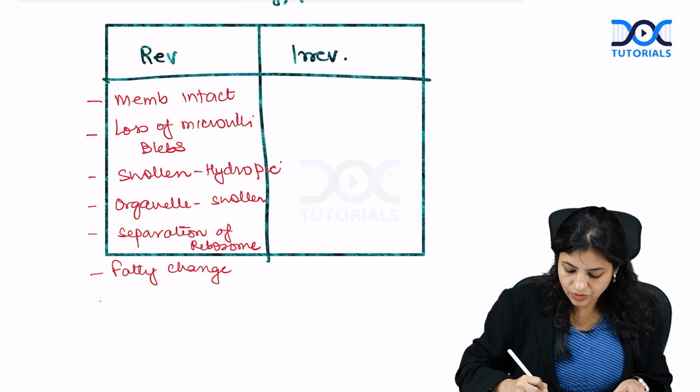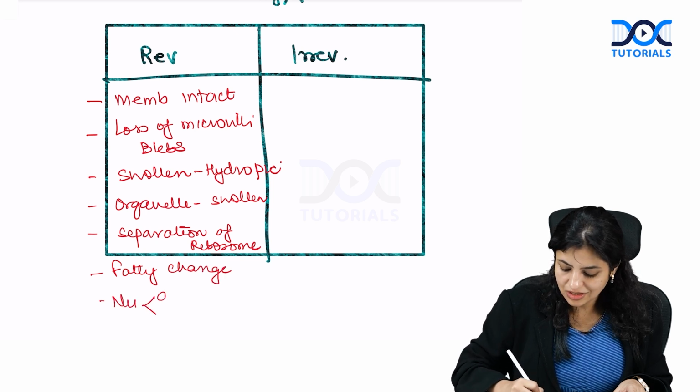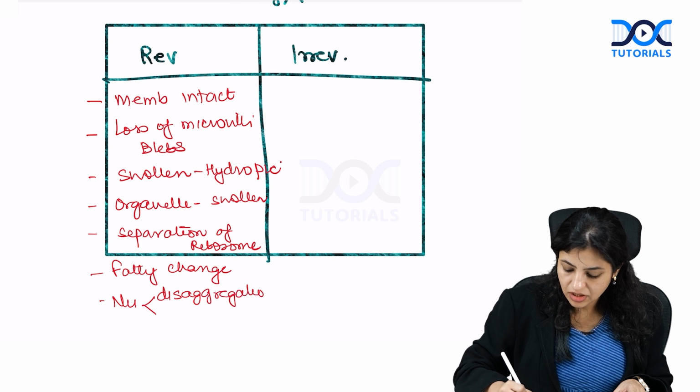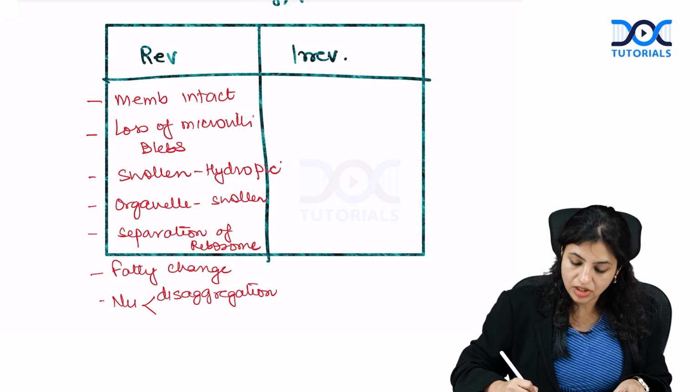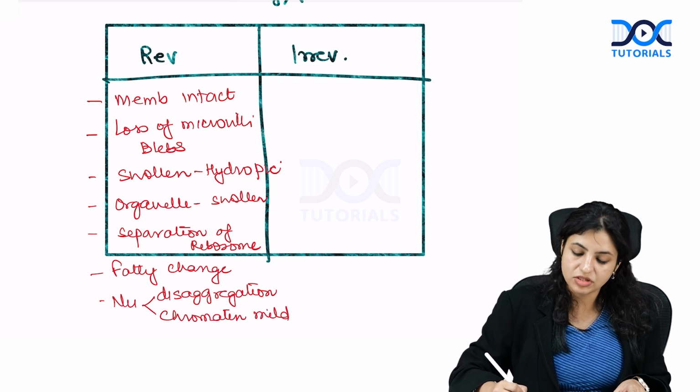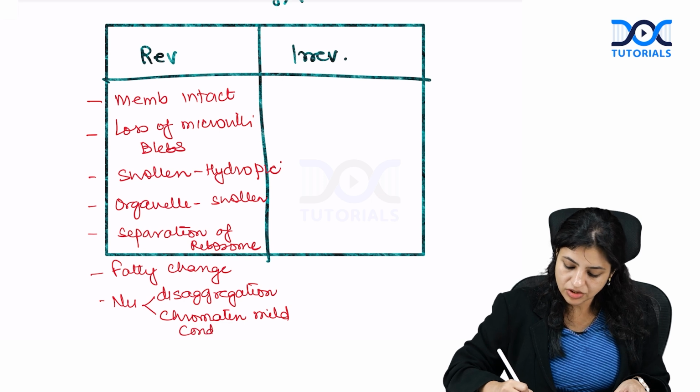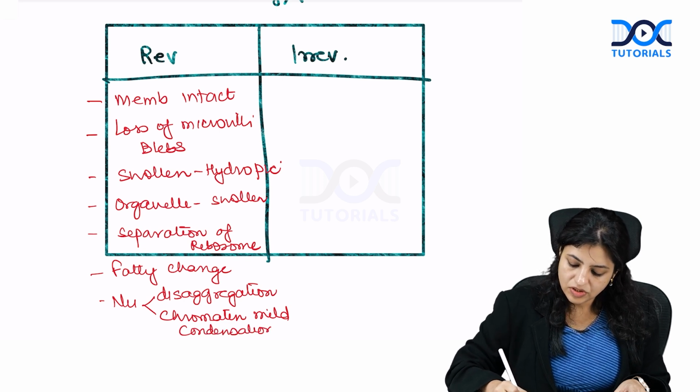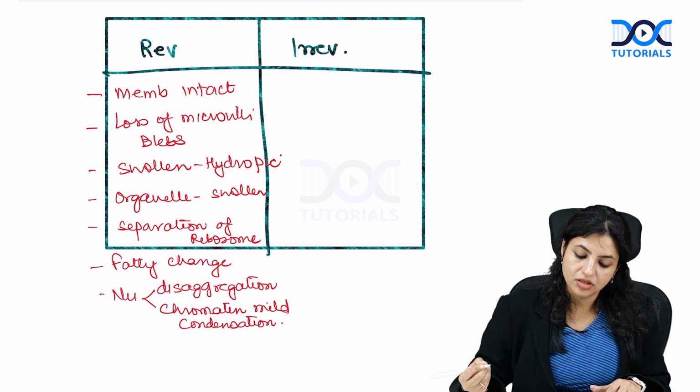And in the nucleus, we have two changes: disaggregation of the granular and fibrillar elements, and second, chromatin condensation, which is mild. If it becomes like a dot, it will be irreversible. So mild chromatin condensation. These are the features of reversible injury.